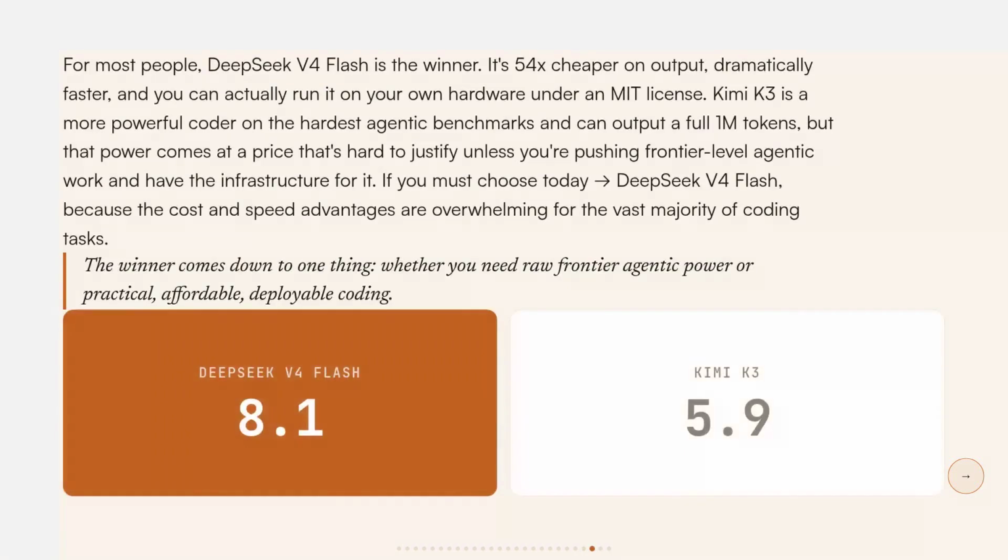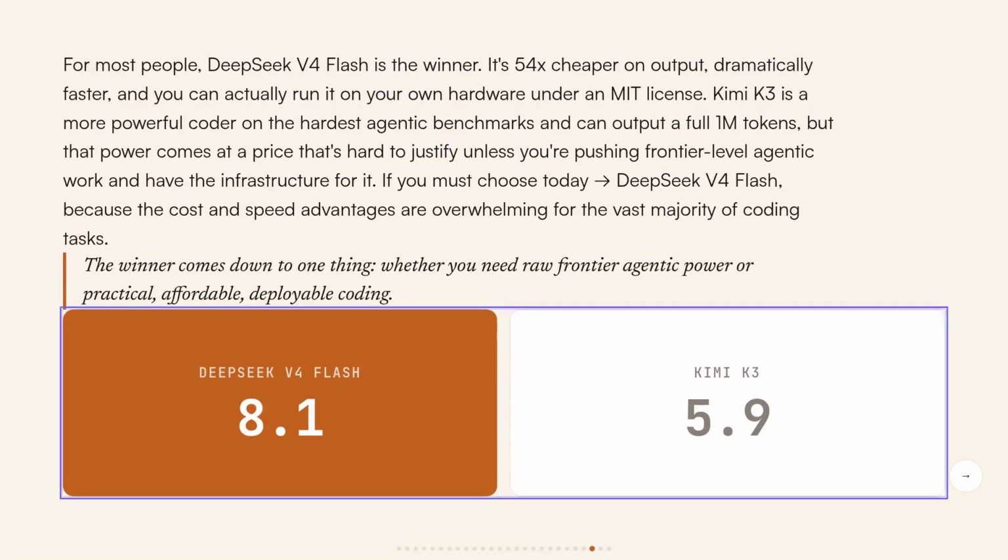If you're doing practical coding work at any real volume, pick DeepSeek V4 Flash. 54 times cheaper on output is the number that closes this debate. Kimi K3 is the right call only if you're running frontier-level agentic pipelines and you already have the supernode infrastructure to back it up.